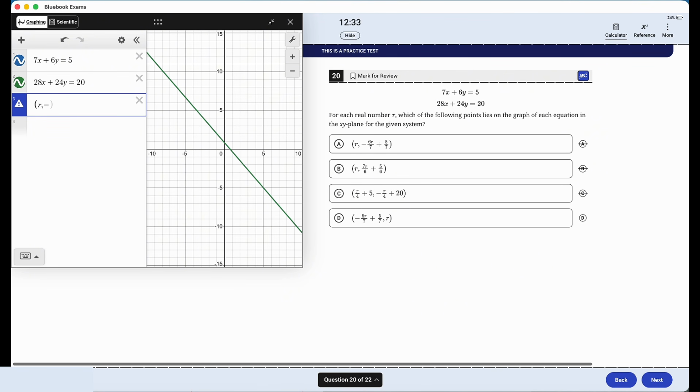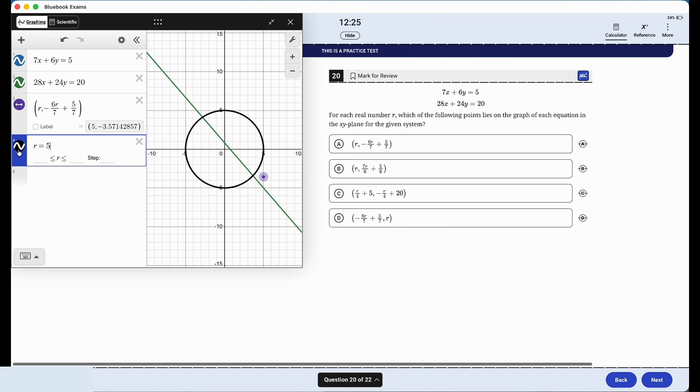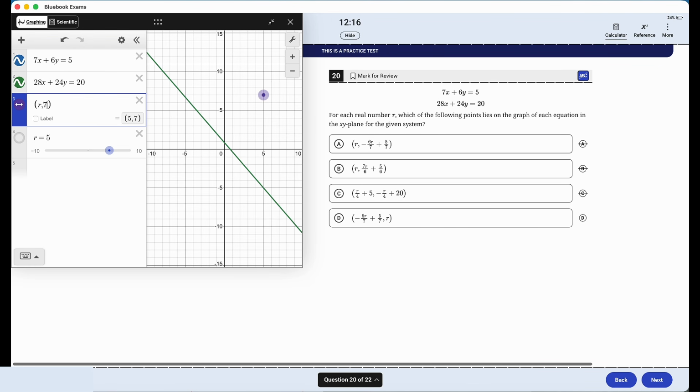So if I type in A, it's not going to draw a point until it knows what R is. So just like we saw in that other problem where we plugged in for S, plug something in for R. If you write R equals a number, it's going to draw a circle with that radius. Just ignore that. But here's our point. So that's not it. So then I just try answer choice B then, 7R over 6 plus 5 over 6. Where's that? That's not it.